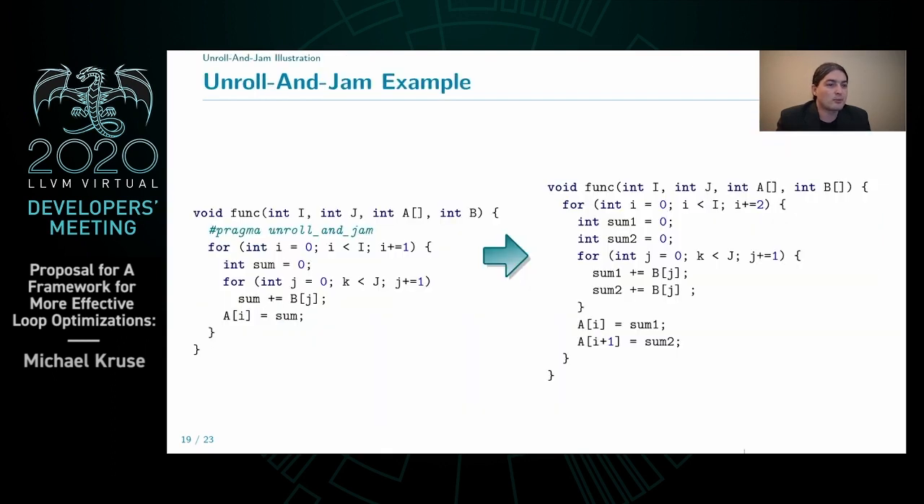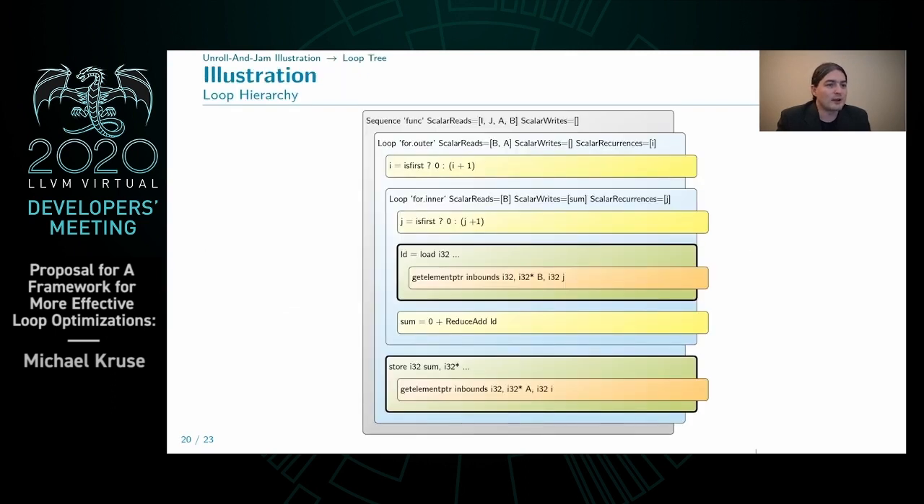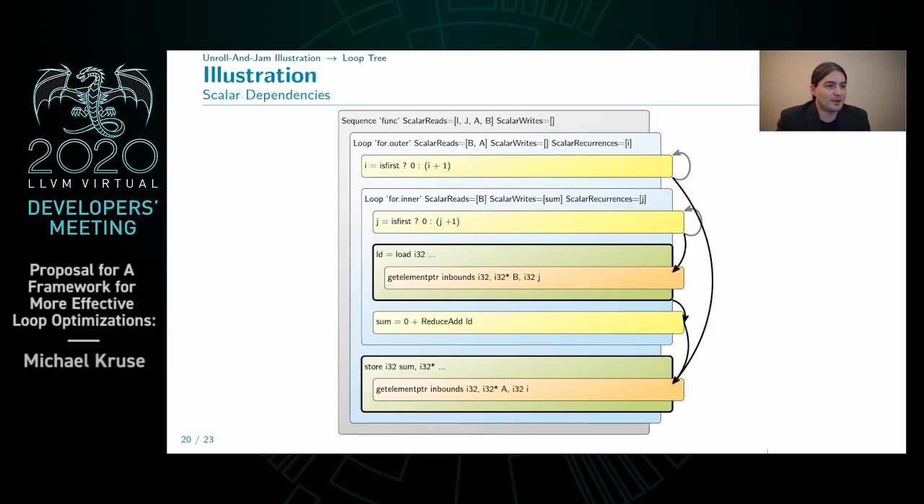Let's now go through a more concrete example of applying an unroll and jam transformation. This example code here computes the same sum of array elements a number of times. It's just an example. The expected code after unrolling and jamming is on the right. When converted to a loop hierarchy, it resembles this structure. These are the scalar dependencies. In a static single assignment form, these would be the def-use chains.